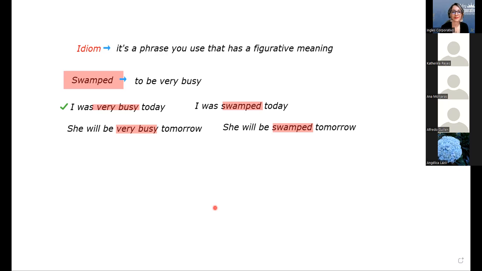Okay, I am swamped right now. Thank you, Catherine. Good job. Yes, Anna, continue. Can I read, teacher? Yes, please. I'll be swamped tomorrow because I will have class all day. Yes, Anna. Thank you. That's correct.